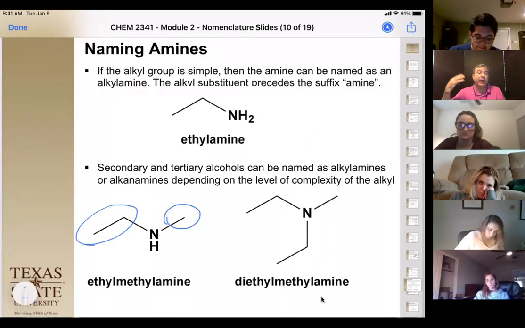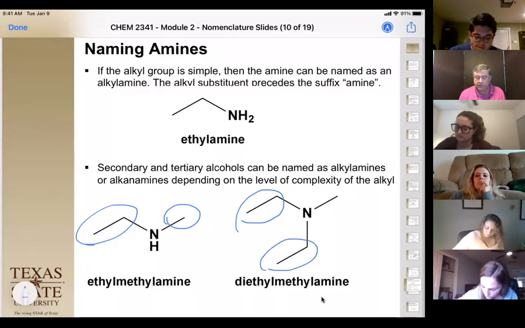The other one was an amide. You had to show that things were, these are amines, okay? In this case here, we would have dimethyl, diethyl, methylamine. So that's indicating we have three substituents on there, making it a tertiary amine.